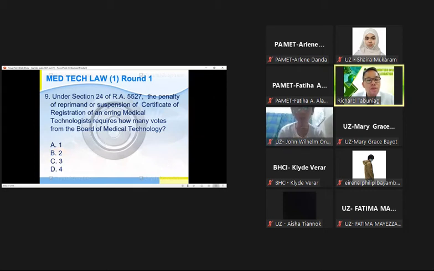Under Section 24 of RA 5527, the penalty of reprimand or suspension of certificate of registration of an erring medical technologist requires how many votes from the Board of Medical Technology? A, 1, B, 2, C, 3, or D, 4?